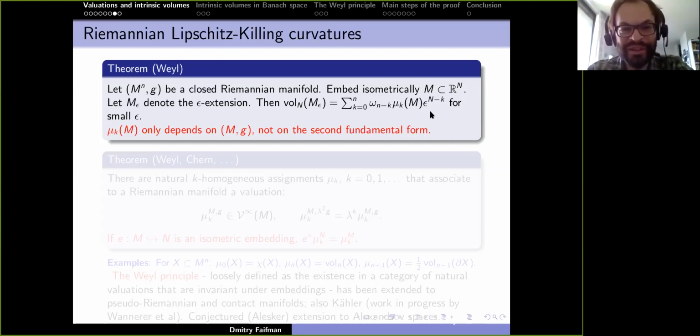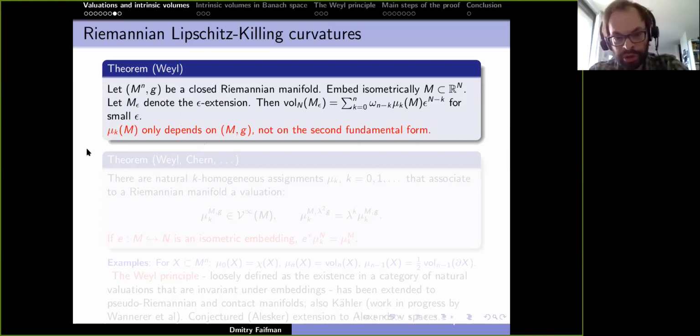But then he noticed that those coefficients, if you properly normalize them, don't depend on the second fundamental form. They're invariants of the induced metric and nothing else. And that's remarkable. I think to this day, the only proofs there are computational. It's not a great explanation of why that is, but they're intrinsic invariants.